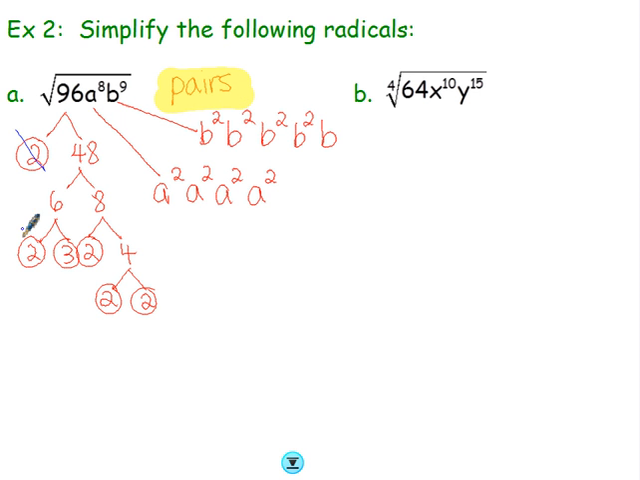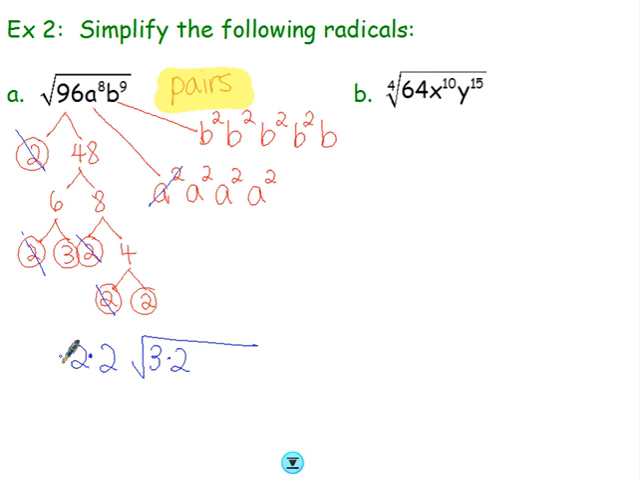Everything we're looking for is pairs. So, pair of 2s, put a 2 outside the square root. Pair of 2s, put another 2 outside the square root. The 3 and the 2 are left over. Those go inside.